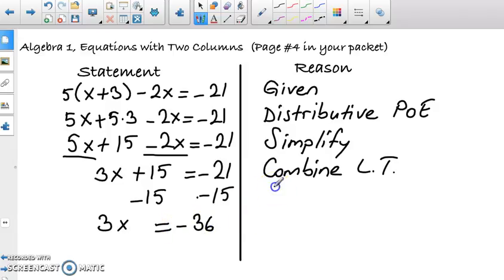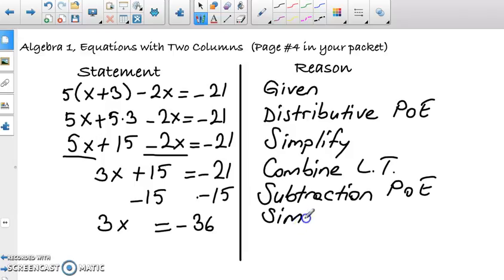So actually, I forgot to write over here. Let's just add this over here. I used the subtraction property of equality, and then I just simplify them. You can just write over here, simplify.